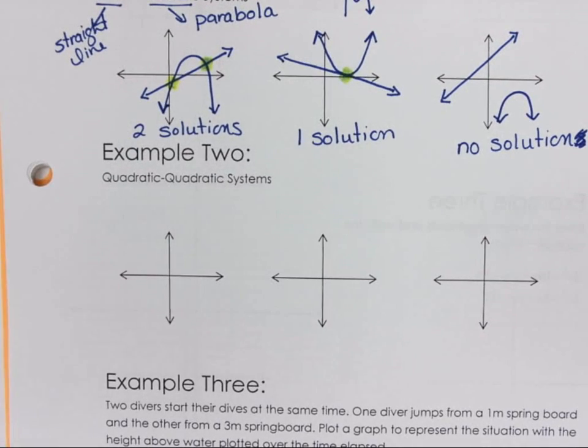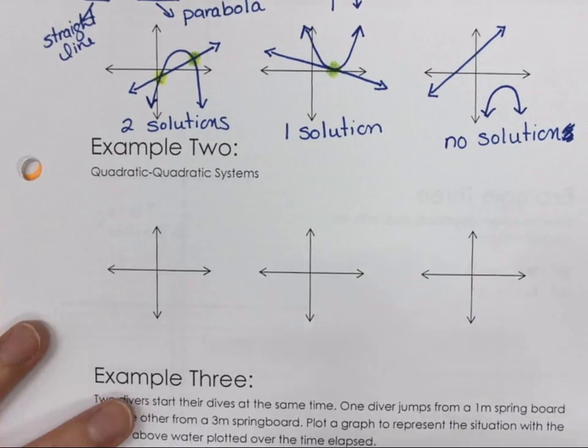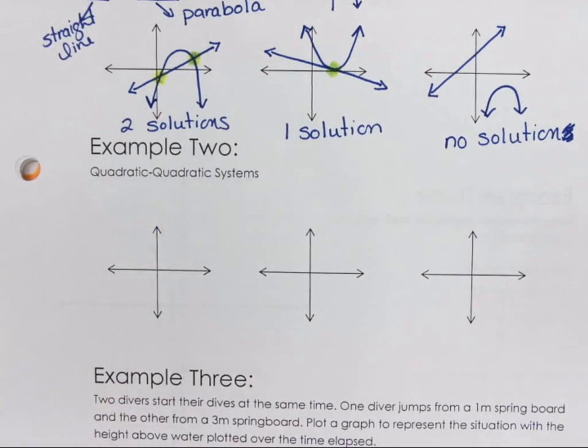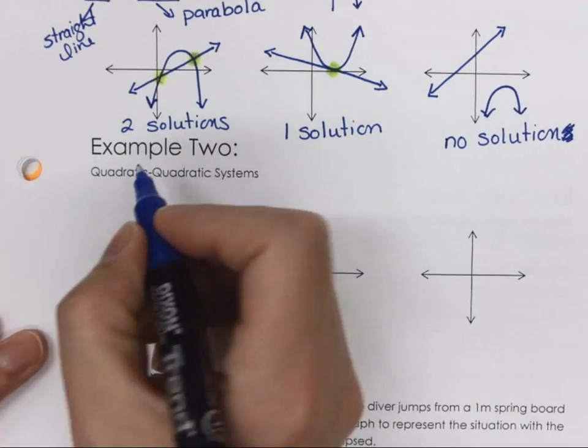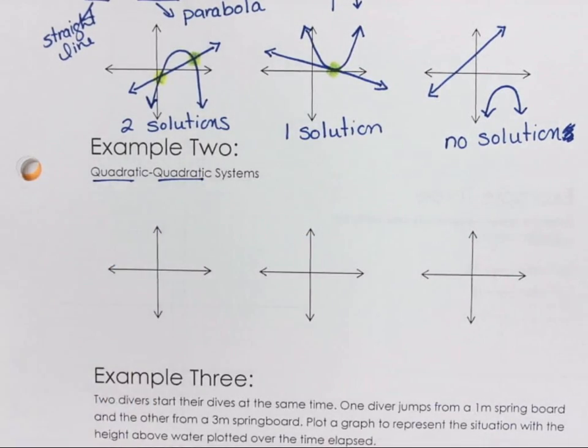So if you were to guess what a quadratic system, what are my options here? 2, 1, and none, right? And then there's one more that we'll talk about. So 2, if you were to draw 2 parabolas that had 2 solutions, go, draw a picture. So you have 2 quadratics, so you got a parabola and a parabola. Draw me a picture that would represent 2 solutions.